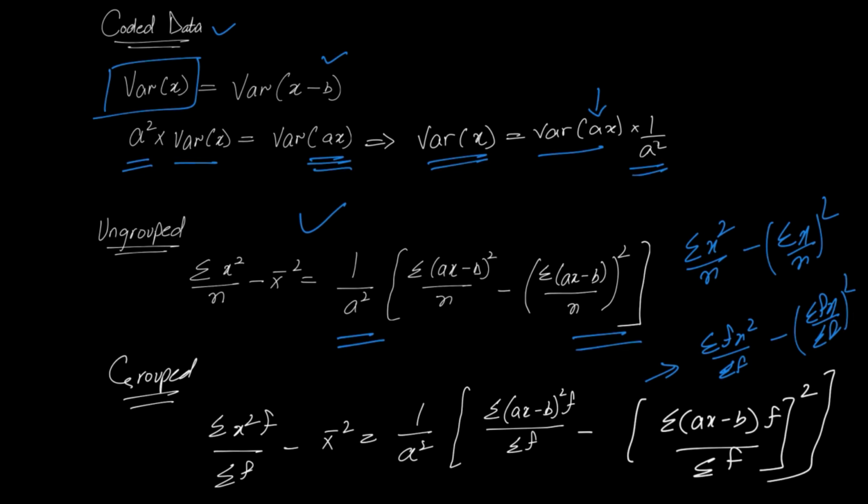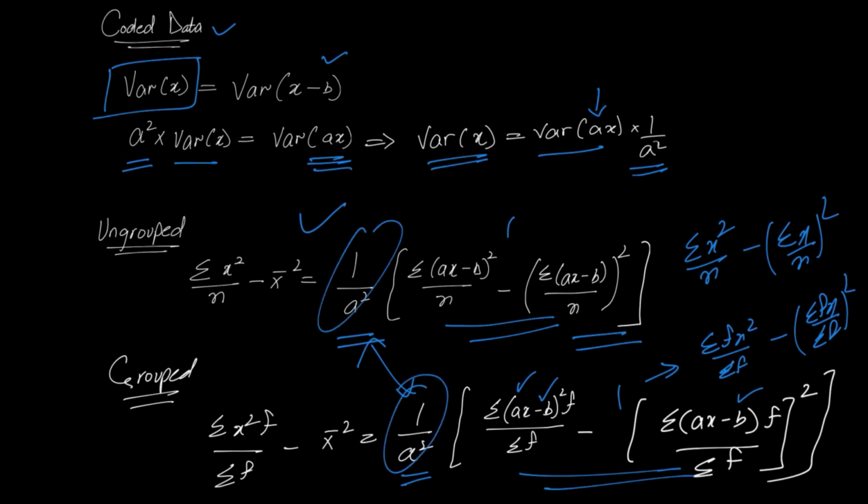So similarly, if something is being subtracted by b, it won't have an impact on the variance, so we won't have to do anything with that. But if it's being multiplied, we'll have to divide it by the square of that. So similarly, we're doing that in both these cases. This is the normal variance formula for both grouped and ungrouped, and we're just multiplying it by 1 upon a square, and nothing for this b.